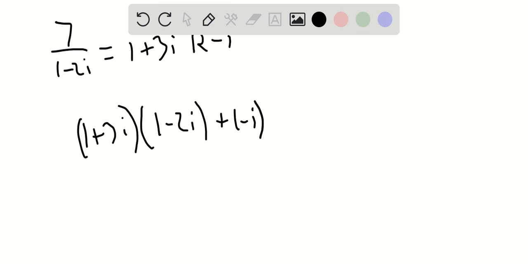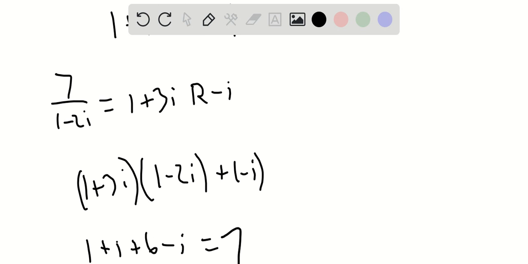Is it? Well, let's see. We have 1 times 1, which is 1. Then we have 1 times a negative 2i, that's minus 2i, and then plus 3i. So that's going to be a plus i. And then we have 3i times negative 2i. So 3 times negative 2 is a negative 6. i times i is i squared, which is negative 1. So negative 6 times a negative 1 is a plus 6. And then we have the plus a minus i. That's minus i. So 1 plus 6 is 7. Plus i minus i is indeed equal to 7. So yes, this checks as well.